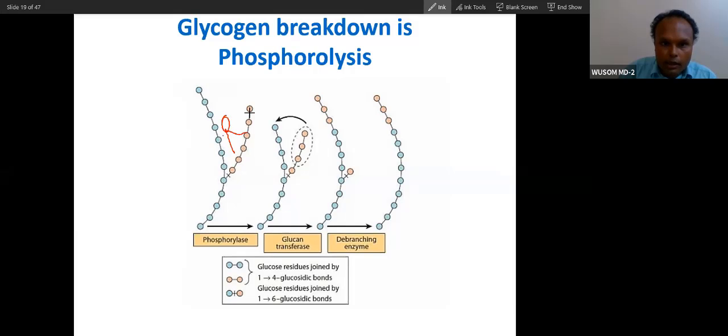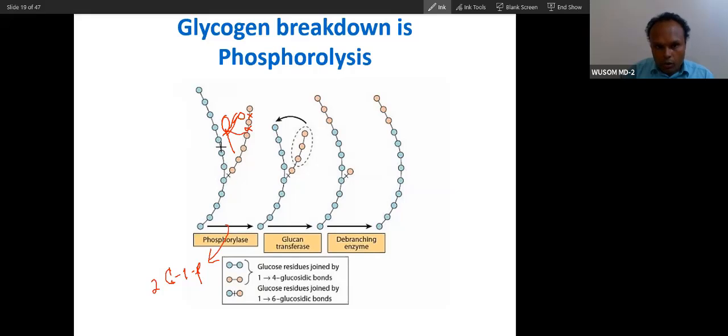It is very smart. It does not sit here and cut here. It is not a foolish enzyme. So it will cut here, and 2 glucose 1 phosphate are released. 2 glucose 1 phosphate are released here.